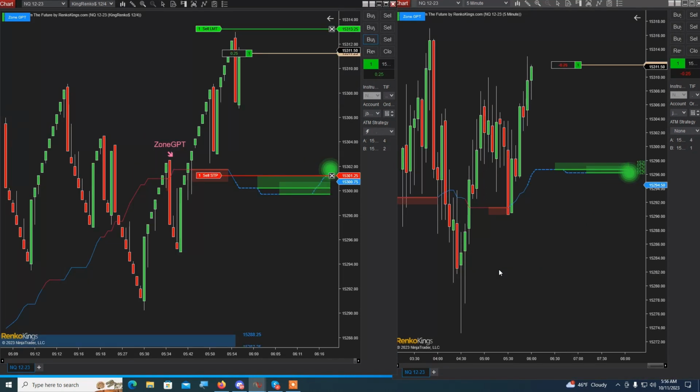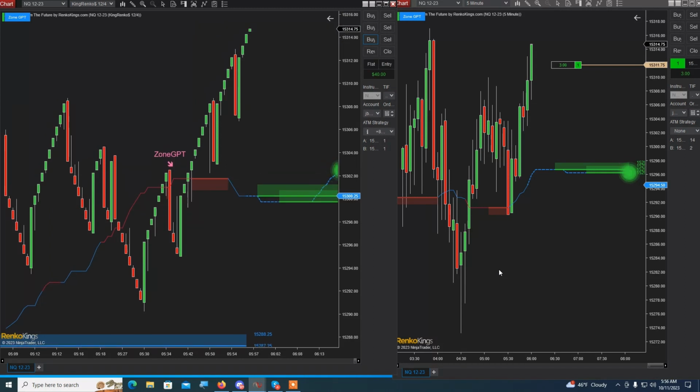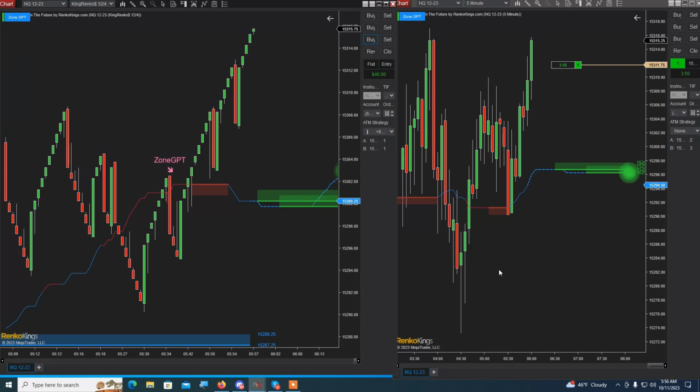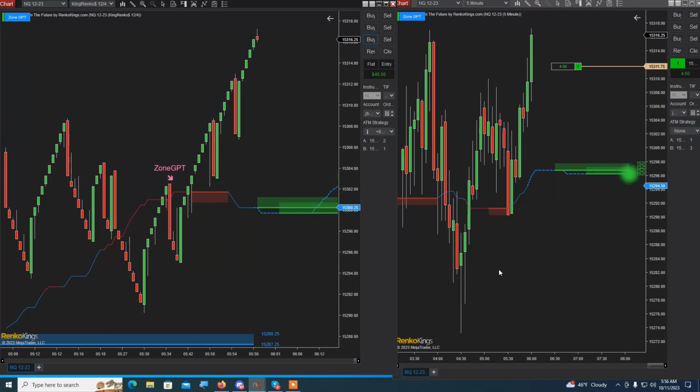All right, so Wednesday morning, same exact approach as yesterday. Swing trade, 5-minute chart, 12-4 King Renko scalping chart, filled. And here we go. First trade in a scalp hits its target. So again, this is ZoneGPT from the future.